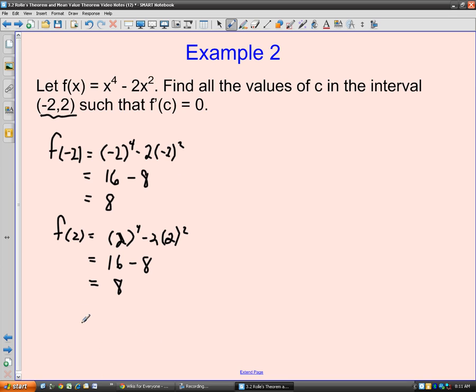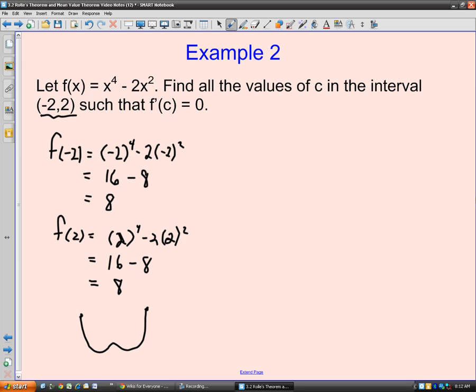And now if you know anything about this function, it is a W shape, so it's probably going to do something like this. The question is, if this is 8 at -2 and this is 8 at +2, is this the whole thing going on, or is it just going to be like one bump up and stuff like that? So we're going to have to look for that.